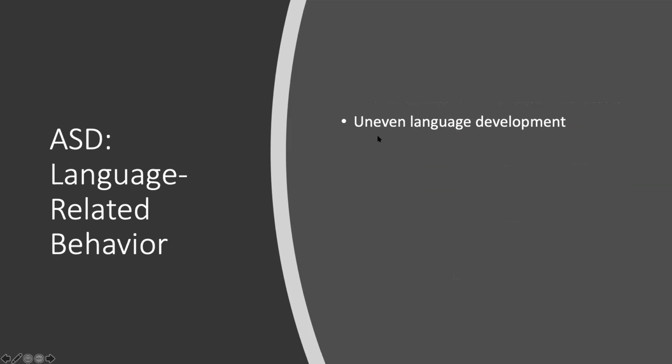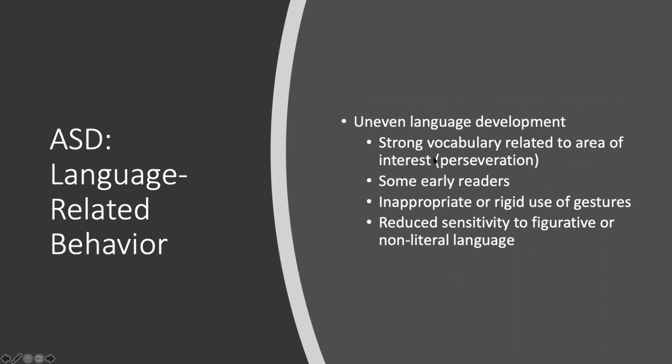And they have very uneven language development across different children. Often what you will see in children with autism is they have strong vocabulary in the area related to their specific interest. This has a little bit to do with something known as perseverations, which is repetition of particular words or phrases or really focusing in on certain things. So if they're really interested in astronomy, then they'll have very strong vocabulary, but not as good vocabulary in other subjects. Some of them can be early readers, others aren't. They tend to have inappropriate or rigid use of gestures, but again, you can have them, but not everyone has them.